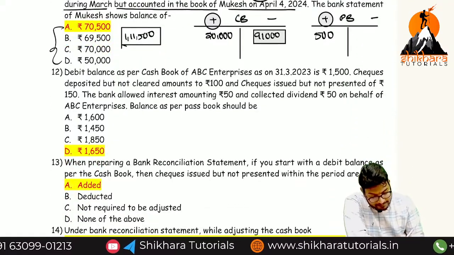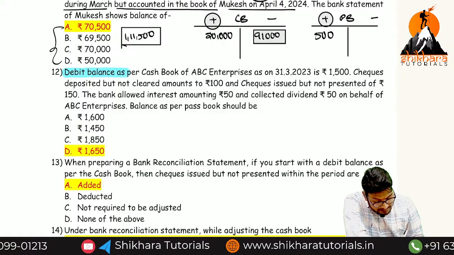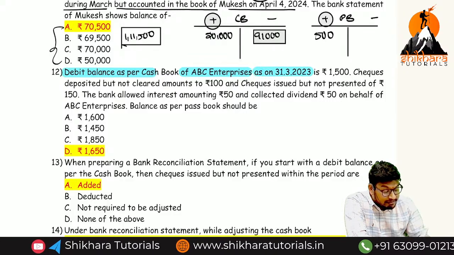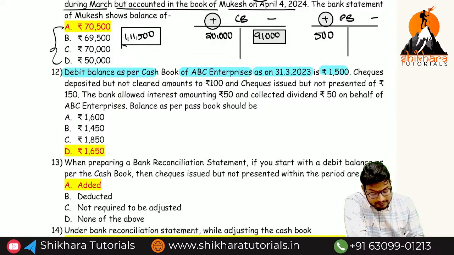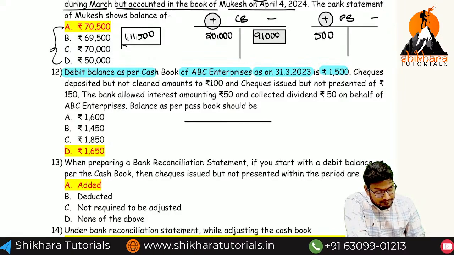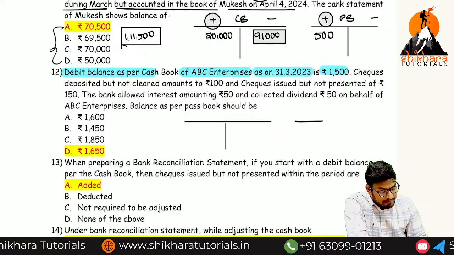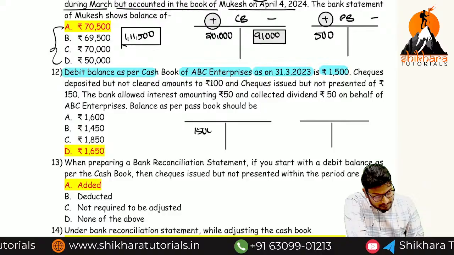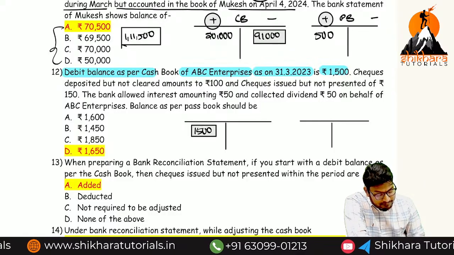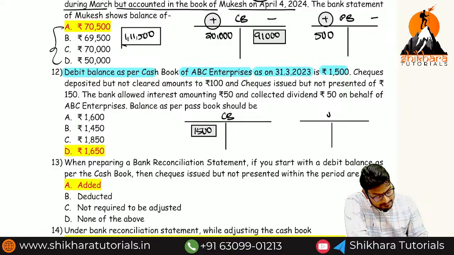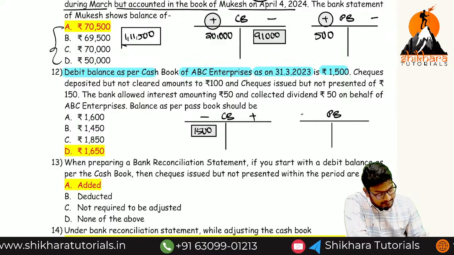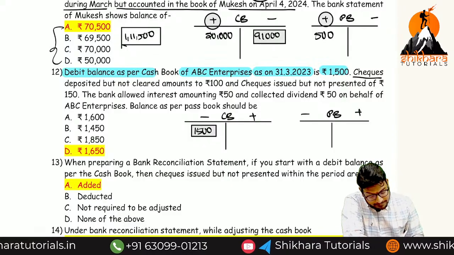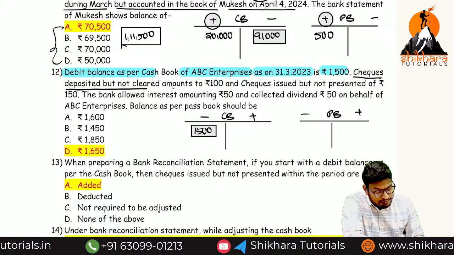Next. What is happening now? Debit balance as per cash book of ABC Enterprises as on 31st March 2023 is 1,500. Now, given balance is favorable or unfavorable? Favorable. Cash book or passbook? Cash book. That means which side do we record it? 1,500 on the debit side. So what are the symbols we have to put? Minus, plus, minus and plus. Okay? Now, checks deposited but not cleared amount to 100 rupees.